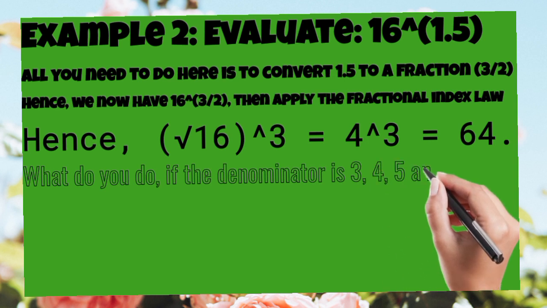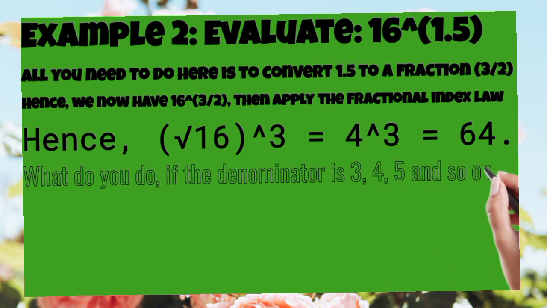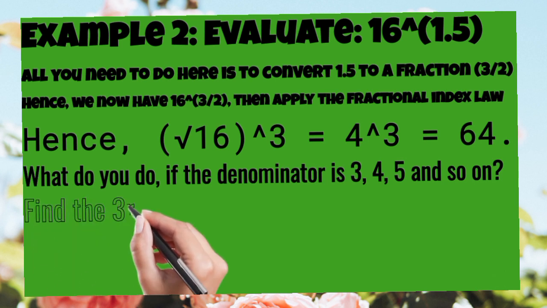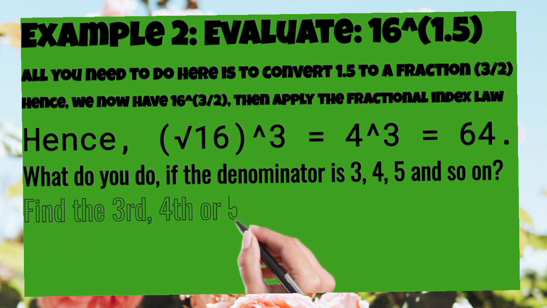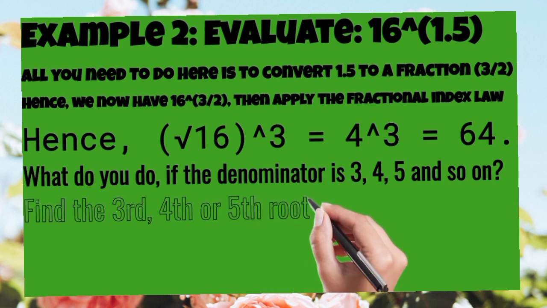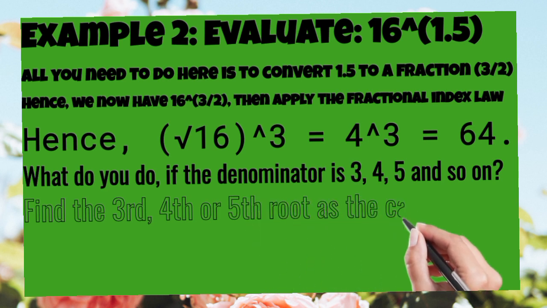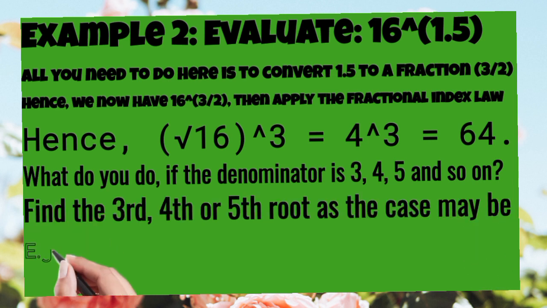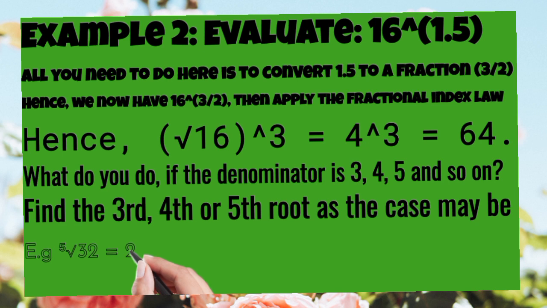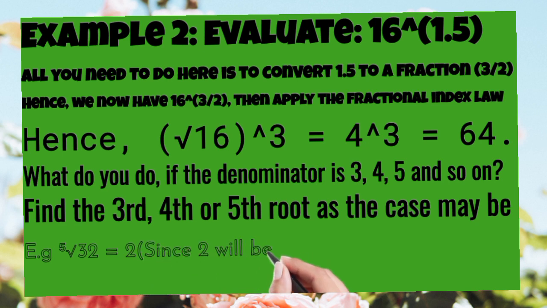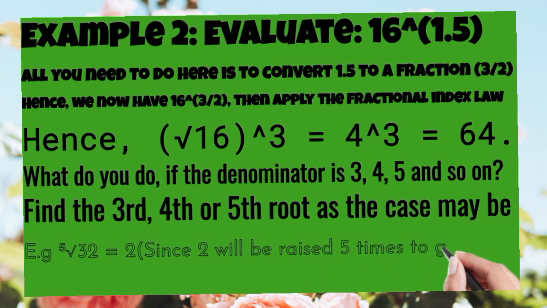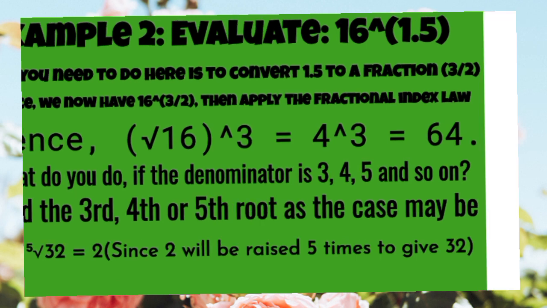From all our examples, we have been using 2 as the root. What if the denominator is 3, 4, 5, and so on? All you need to do is to find the third, fourth, or fifth root, as the case may be. For example, if you're asked to find the fifth root of 32, 2 will be the answer, because when 2 is raised 5 times, you have 32.